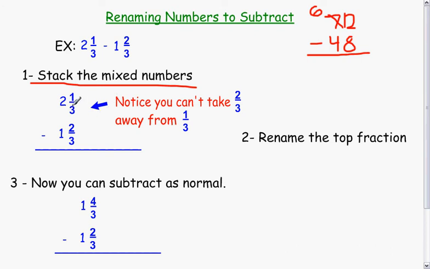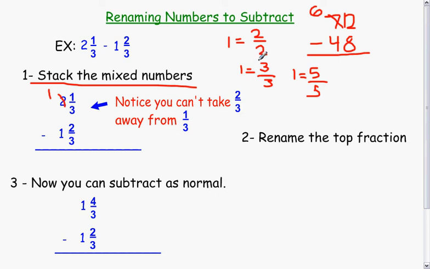I don't have enough of my fraction here to take this away, so I'm going to borrow from my whole number. So basically I'm borrowing 1 whole from this 2. Now, we're going to rename this 1 whole as a fraction. A couple of ways to rename 1 whole as a fraction would be 2/2, 3/3, 5/5. All of those are equal to 1 in fraction form.